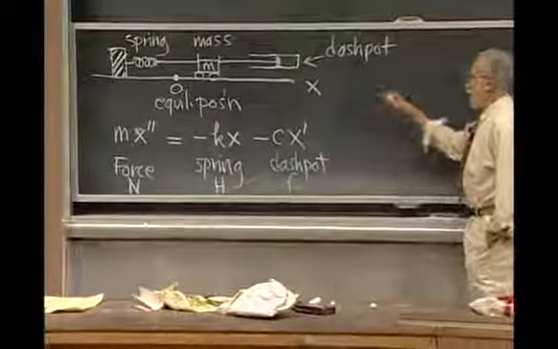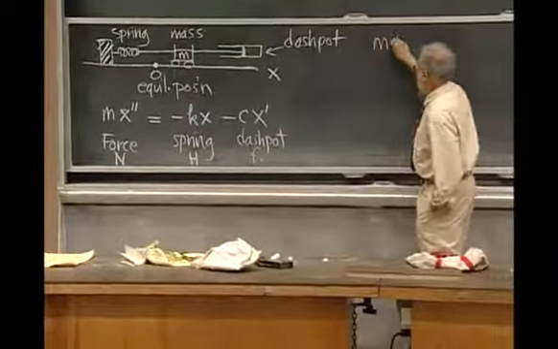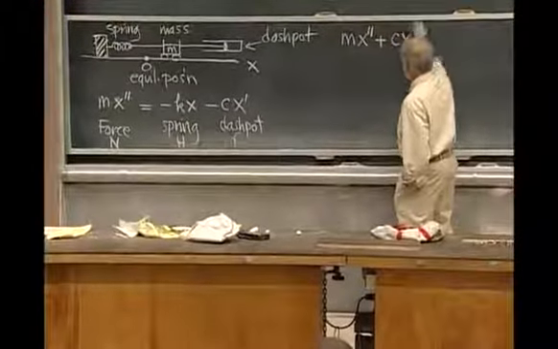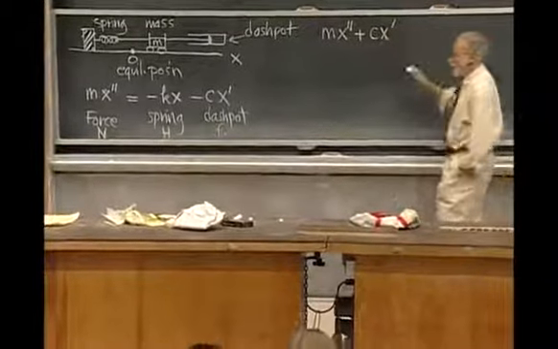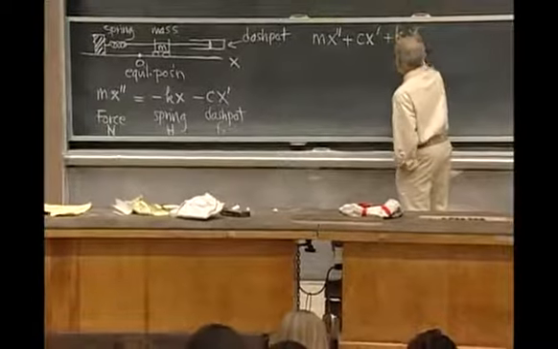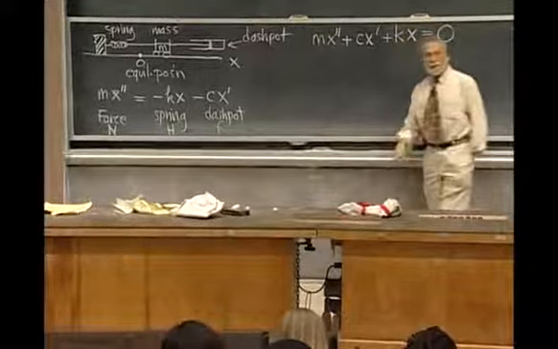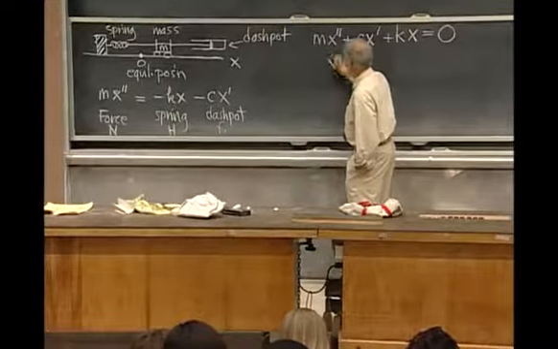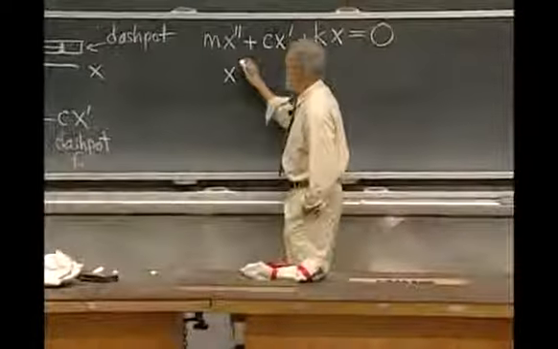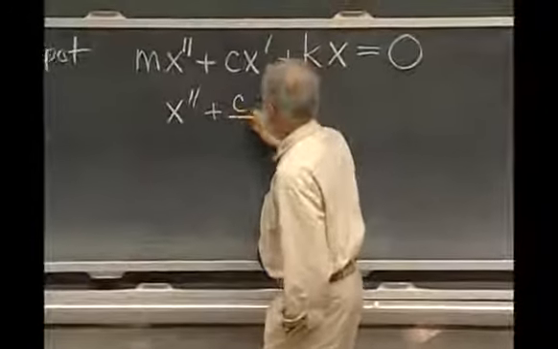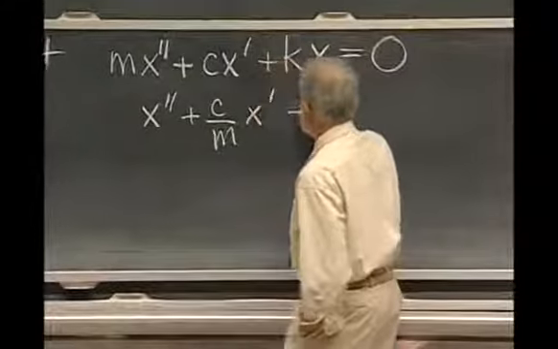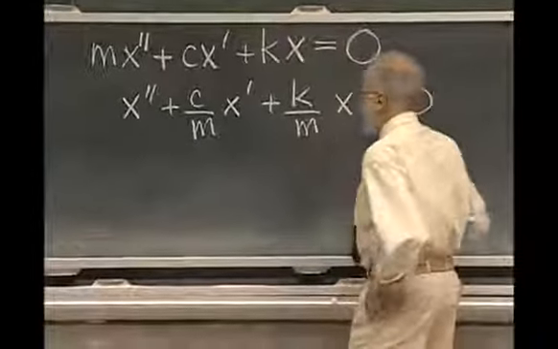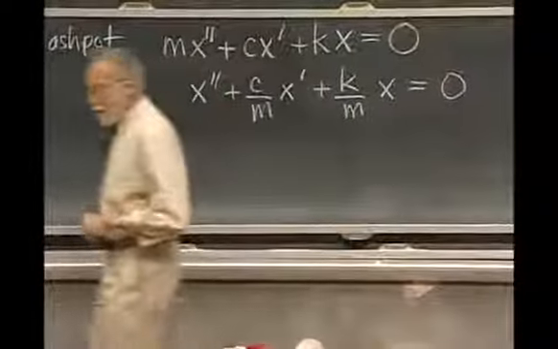And when you write this out, the final result, therefore, is mx double prime plus cx prime. It's important to see where the various terms are, plus kx equals 0. And now that's still not in standard form. To put it in standard form, you must divide through by the mass, and it will now read like this: x double prime plus c over m times x prime plus k divided by m times x equals 0. And that's the equation governing the motion of the spring.